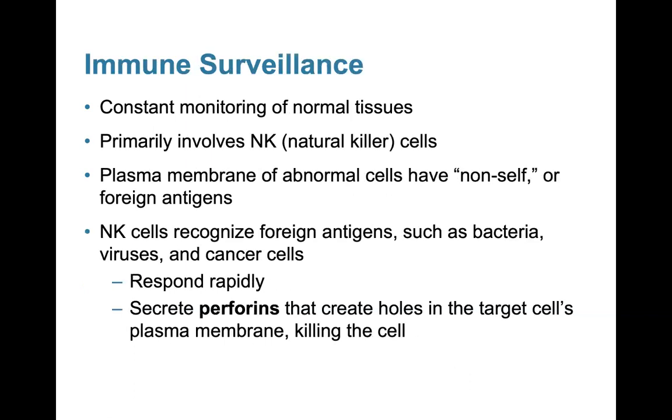Immune surveillance, this is the constant monitoring of normal tissues. It primarily involves natural killer cells. The plasma membrane of abnormal cells have non-self or foreign antigens. The natural killer cells recognize foreign antigens such as bacteria, viruses, and cancer cells. They respond very quickly, and they secrete perforins that create holes in the target cell's plasma membranes, killing those cells.